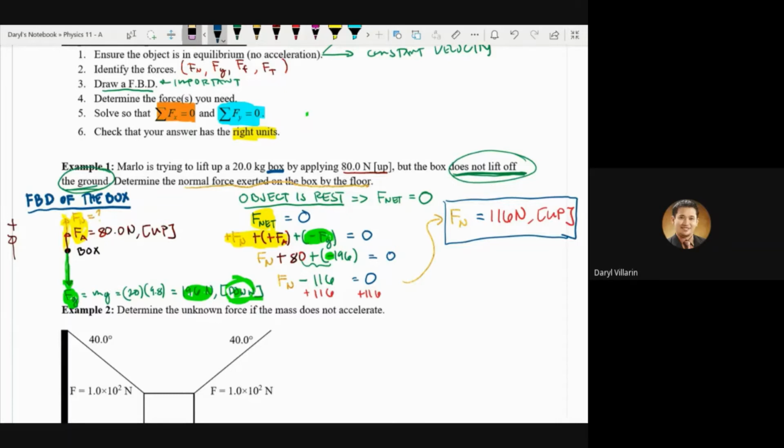And if you can see here, you actually have three forces acting on your box. You have the normal force, or the force exerted by the surface. The second one is the applied force by Marlow. And the third force is gravity. Okay, so any question with example number 1 before we proceed?